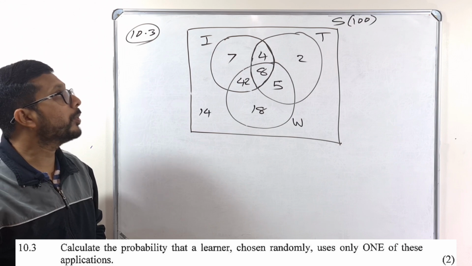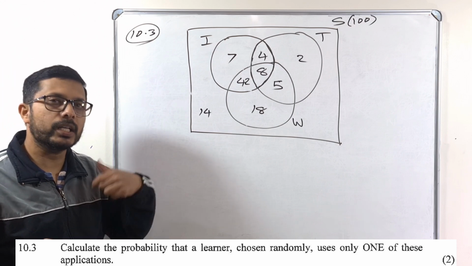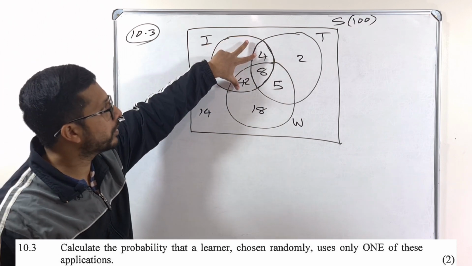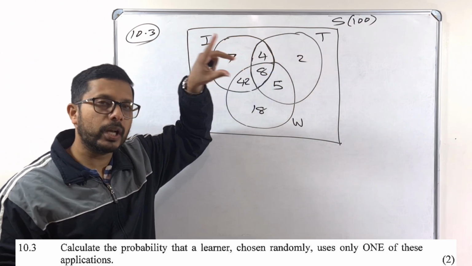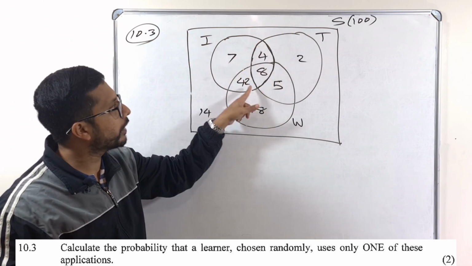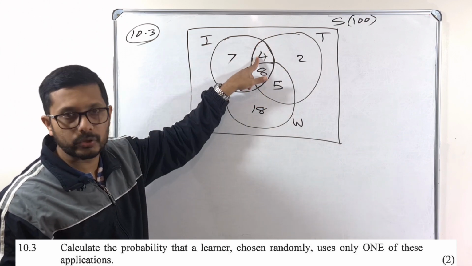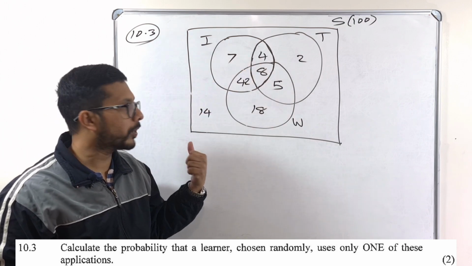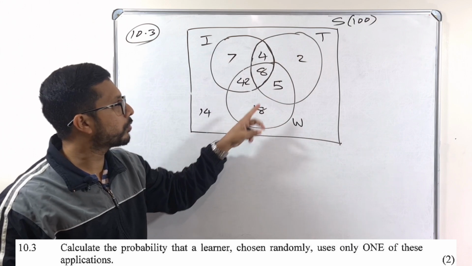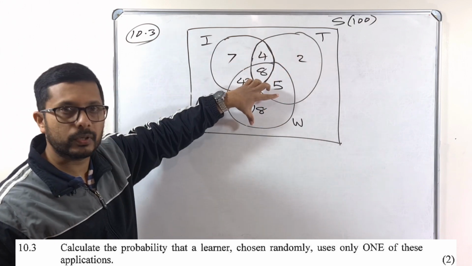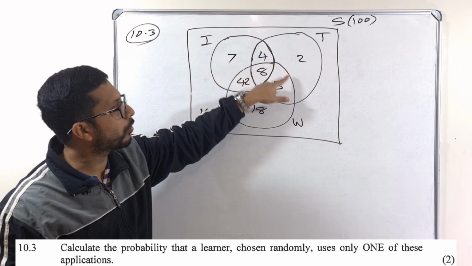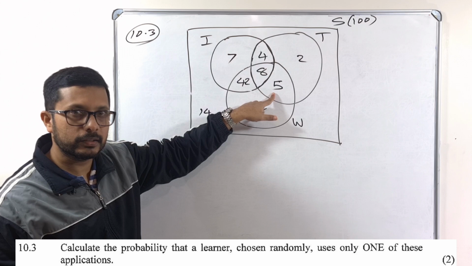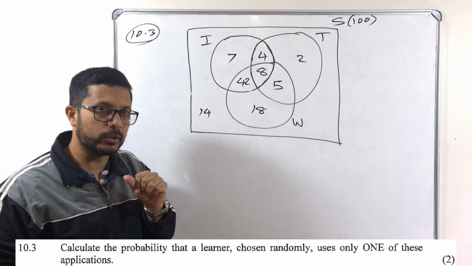How many people are using Instagram and Twitter? Instagram circle is this one, Twitter circle is this one. Instagram and Twitter means what? This area. So how many are using? 8 plus 4, 12. How many people are using Twitter and WhatsApp? Twitter circle is this one, WhatsApp circle is this one. This is the common space for Twitter and WhatsApp. So how many? 8 plus 5, that is 13. Do you understand? Now my question, listen very carefully.